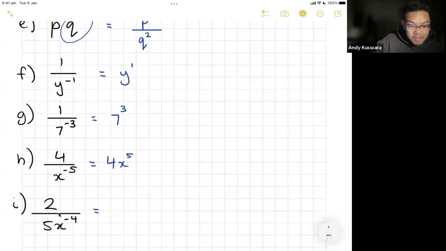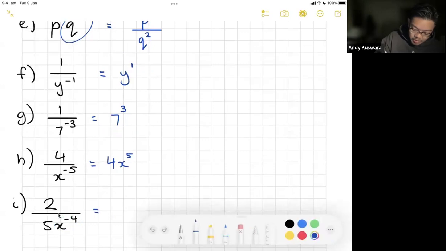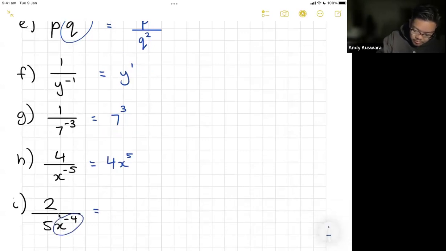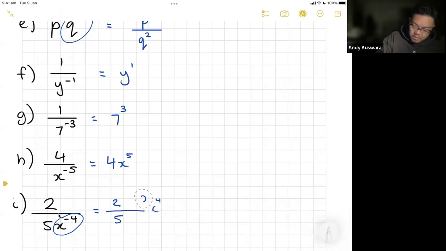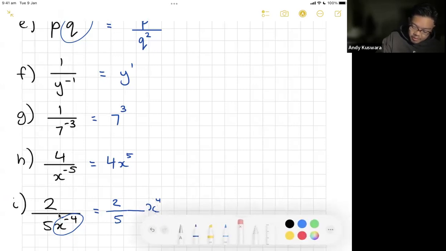For this one here, see how the -4 only relates with the x. So this one here, your fraction is going to remain the same. So you kind of got 2 over 5. But then your x to the power of -4, it no longer becomes part of the bottom. So think of it this way. Your negative indice, oh my goodness. Let me try fix this, folks.